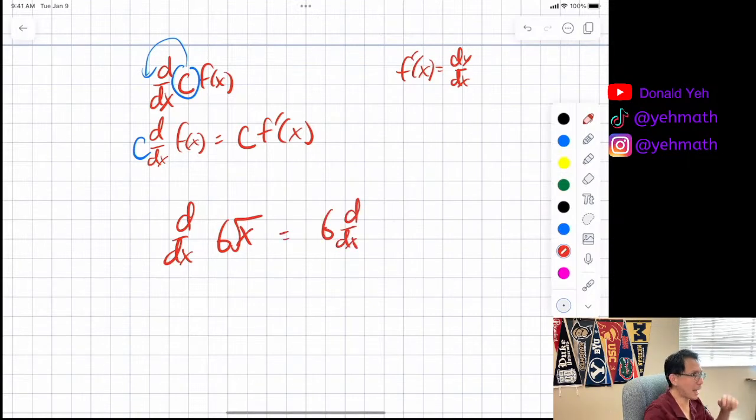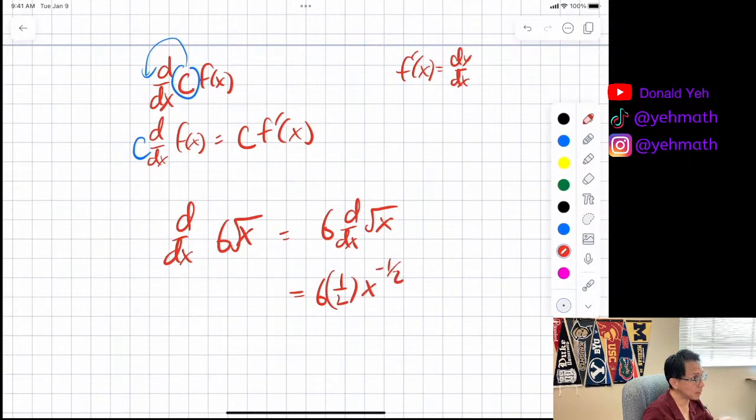Now, for me, I don't do this step. I do it inside my head. I just leave the 6 alone and I don't do anything to it. I just think about the 6 always being there. Now, I can just take a derivative of this. Then can I say that's going to be x to the 1/2? So it'll be 1/2 x to the -1/2.